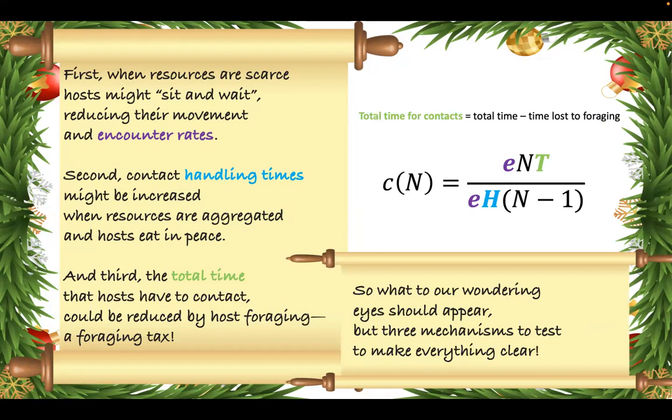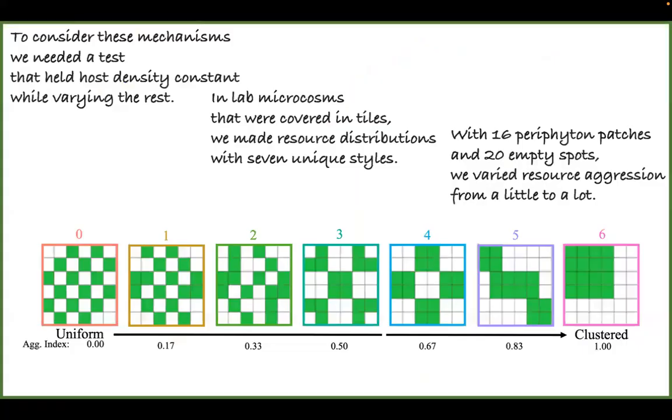So, what to our wondering eyes should appear but three mechanisms to test to make everything clear? To consider these mechanisms, we needed a test that held host density constant while varying the rest.